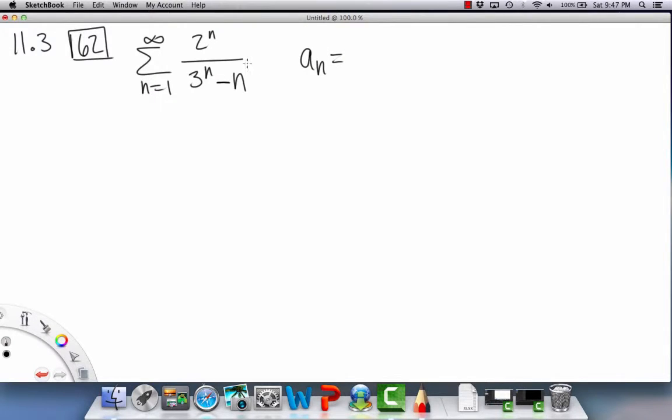So our a sub n is going to be this, 2 to the n over 3 to the n minus n. And our b sub n, this is where we get creative, remember? So b sub n is 2 to the n over 3 to the n.